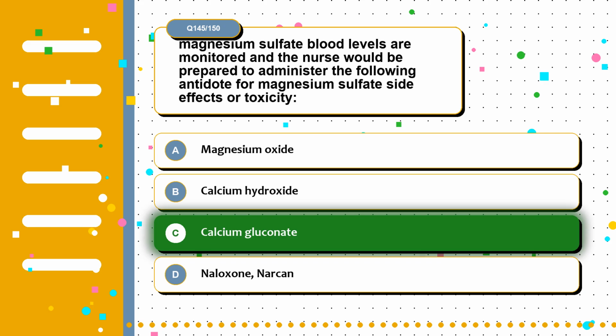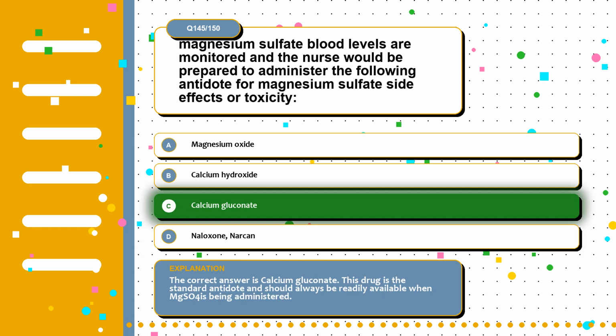The correct answer is option C. Calcium gluconate. This drug is the standard antidote and should always be readily available when MgSO4 is being administered.